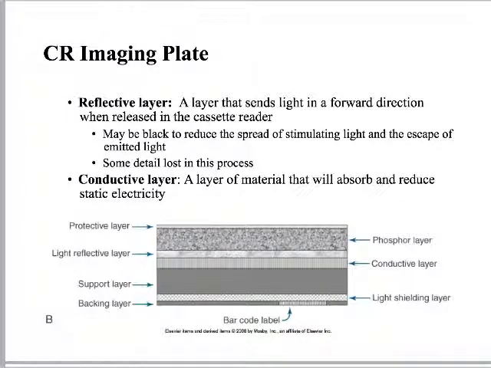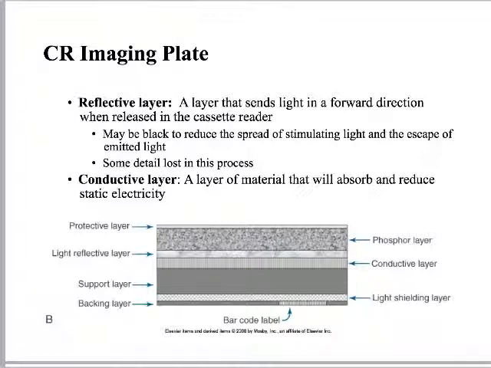South of that, we have that reflective layer that sends the light forward when it's released in the reader, right? So as the phosphors are giving off their light inside the reader, it's reflecting it back towards the reader. Sometimes this is black, so non-reflective, just to prevent the spread of light. At any rate, because we're reflecting it, we do lose some detail due to that reflective power. We're trying to capture as much information as we can, but we do lose some detail in that process.